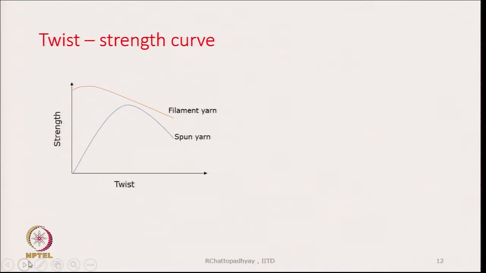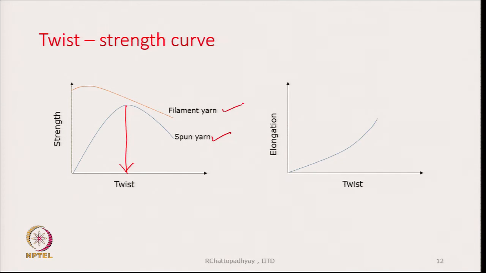As I said, that twist and strength of the yarn, if we see for spun yarn, how this twist strength curve looks like, that it goes up and then comes down. So, there is the optimum level of twist where we get the maximum strength. For filament yarn, the strength rises initially a little bit and then keeps on falling. So, that is the typical twist strength curve for spun yarn and for filament yarn.